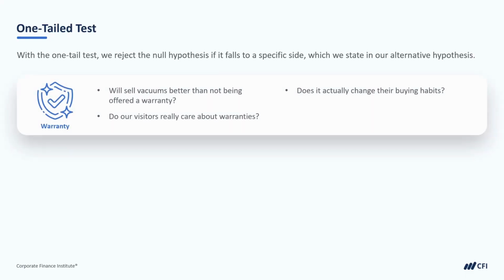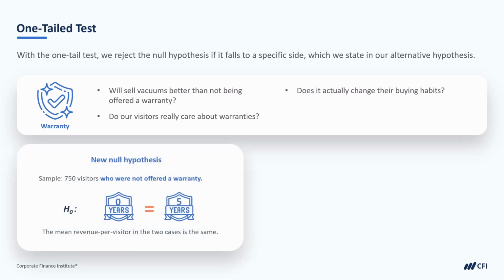A fundamental premise to this entire experiment is that being offered a warranty, any warranty, will sell vacuums better than not being offered a warranty at all. Do our visitors really care about warranties? Does it actually change their buying habits? Well, we have the data to test this. We'll perform another hypothesis test with the sample of 750 visitors who were not offered a warranty. This sample is drawn over the same time period as our other two samples to limit any seasonal bias.